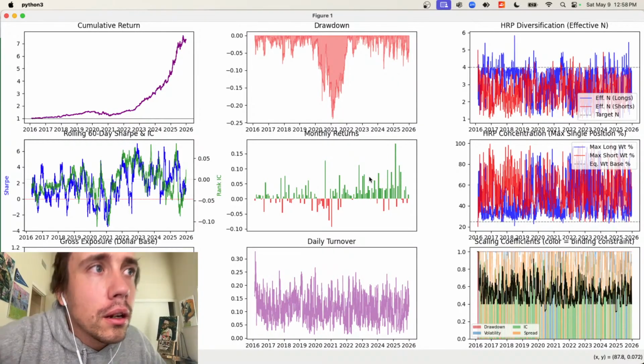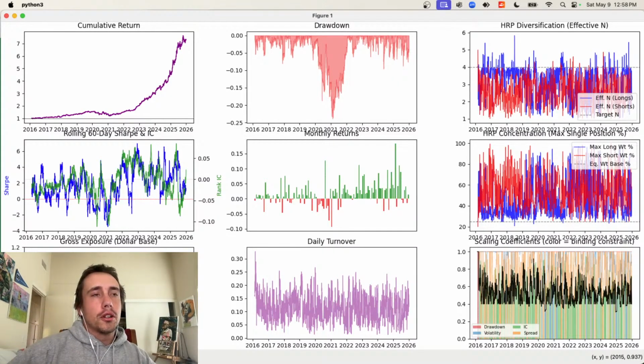Yeah, but the exposure shouldn't be bouncing around here. It should be high.